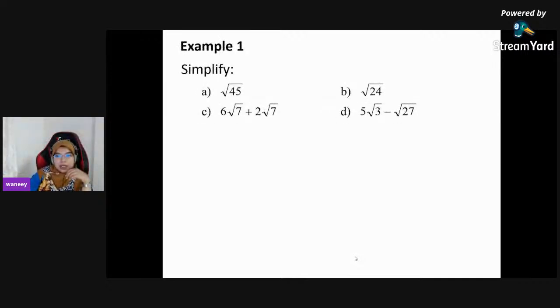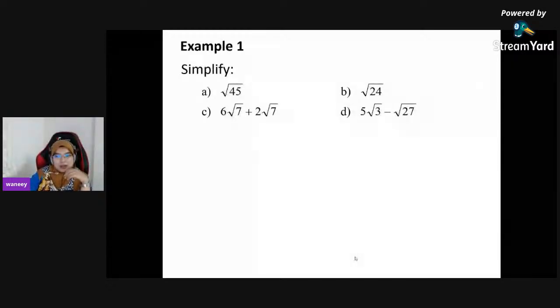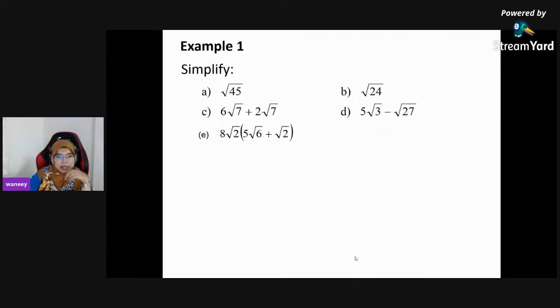Okay, so example 1, we have a few questions that we need to answer. Simplify square root of 45, square root of 24, 6 square root of 7 plus 2 square root of 7, and then 5 square root of 3 minus square root of 27. And then another one is E, where we have to learn how to multiply.